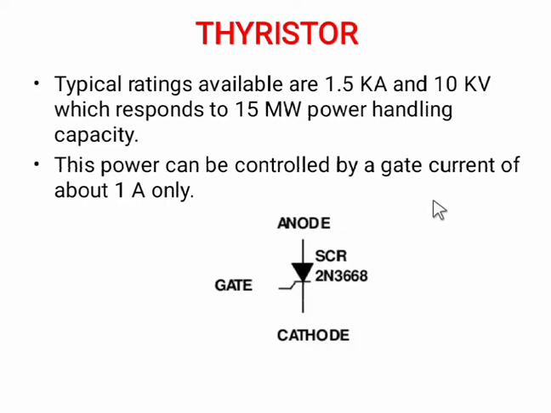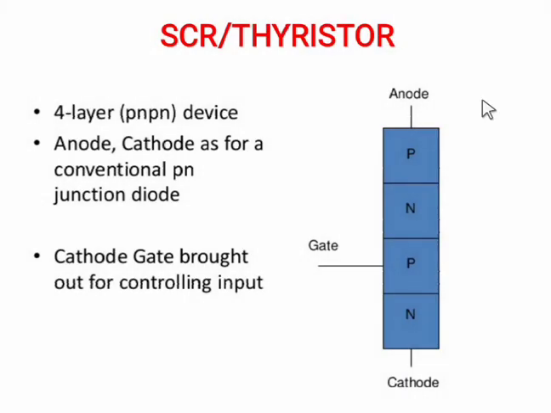So this is the symbolic representation of the SCR. This is the anode, this is the cathode and this is the gate. Current will flow from anode to cathode. So the SCR is a 4-layer PNPN device with 3 terminals: anode, cathode and gate. The gate is brought out from the P region, which controls the input. That means the current flowing from anode to cathode is controlled by the gate.